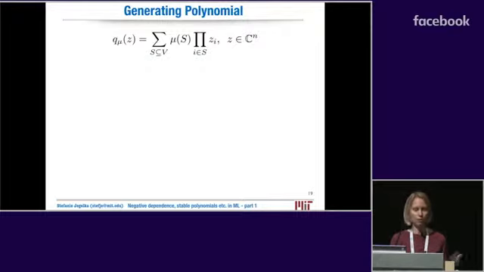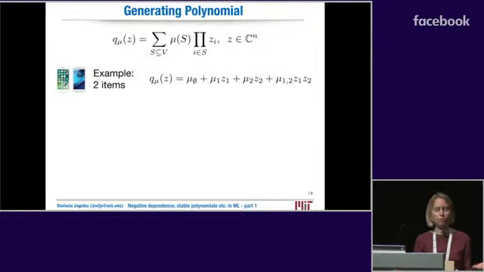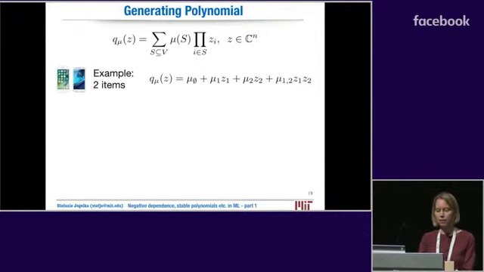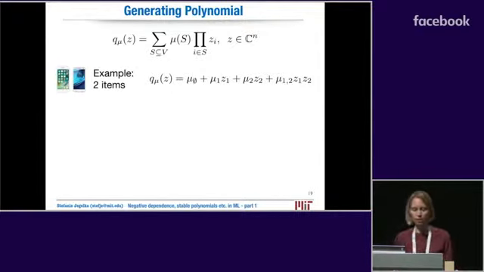So to give you a simple example, let's say we have two random variables and we define it on two variables. So here's what it looks like. You just get 4 terms. You can either have the empty set, item 1, item 2, or both of them. And here I just simplified notation by using a subscript. Instead of actually writing mu of empty set, I just write mu subscript empty set.